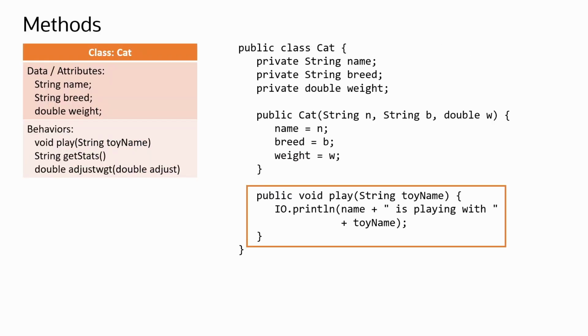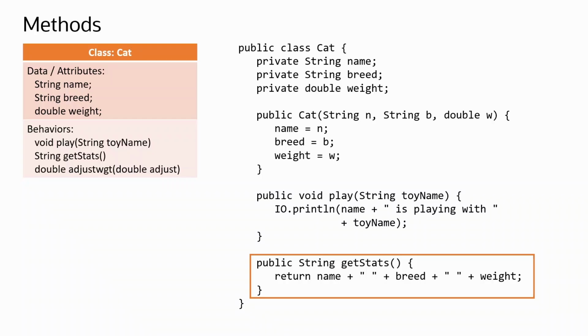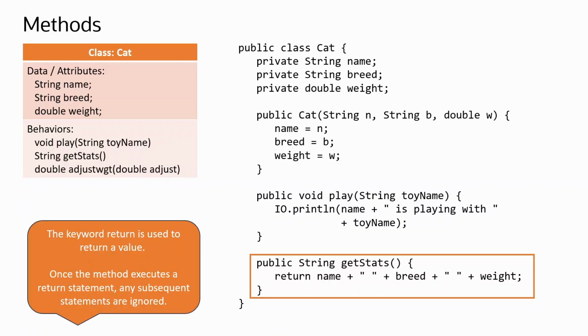First, we have a public void play(String toyName). It is going to output the name of the cat and say "is playing with" and then the toy name. To have a method that returns a value, we're going to do public String getStats. It returns the name, space, the breed, space, the weight. The keyword return is used to return the value. Once the method executes a return statement, any subsequent statements are ignored.